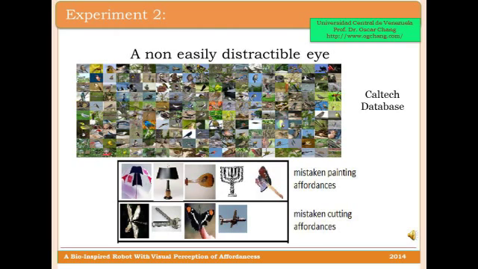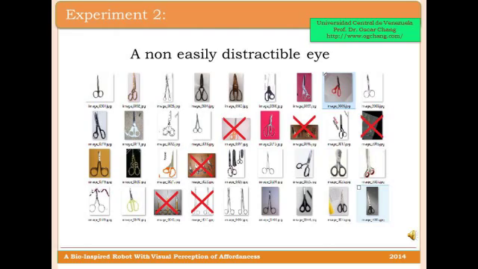Experiment 2, a non-easily distractible eye. To test the global perception of affordances, the robot is set to explore the Caltech 101 dataset. After examining more than 9,000 images, in 5 hours the 9 mistaken look-alike elements shown in the figure are reported. The robot also recognizes 31 out of 39 true affordances in the scissor category. To achieve this goal, minor image resizing was required. The other image processing duties were all done by the neural controller itself, without outside intervention.